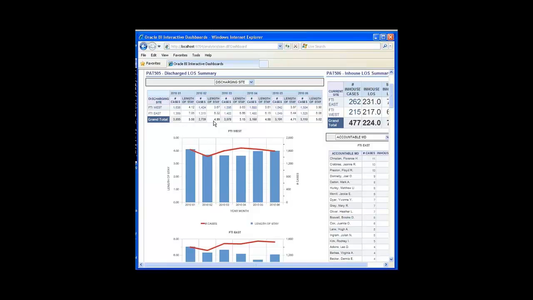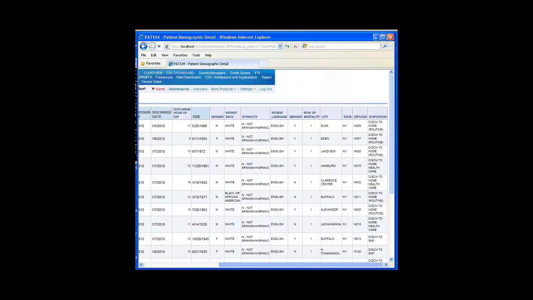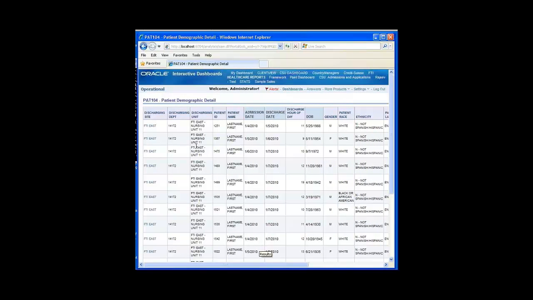So let's say, for instance, I look at this and I say, wow, FTI East, I have a high length of stay, 7.05 in January, for instance. Again, as you would expect, you have the ability to drill down to the patient detail and evaluate it from there. Let me go back real quick.